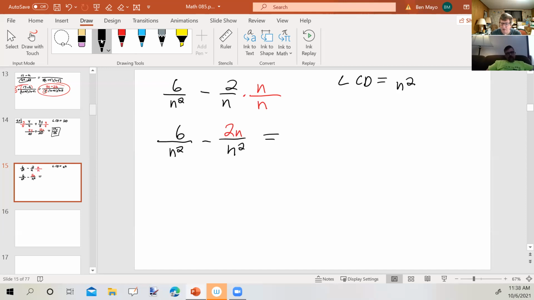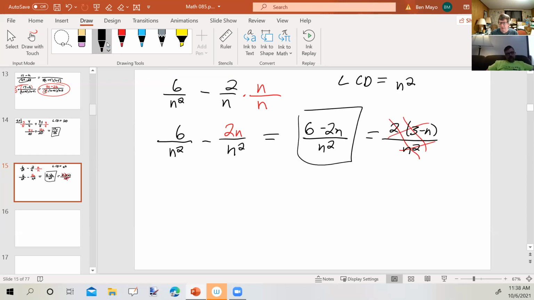Now I have two fractions that I'm subtracting. They have the common denominator. So I'm going to subtract the numerators over the common denominator. Now, I can factor a 2 out of the numerator. However, doing that doesn't produce common factors in the numerator and the denominator, so it doesn't get me anywhere. I just had to check it. So here is my final answer. Any questions there?